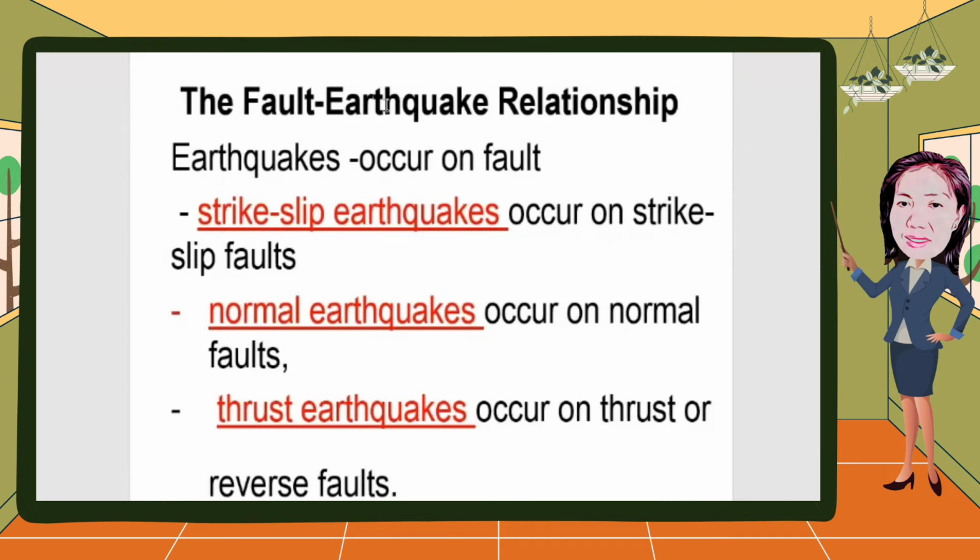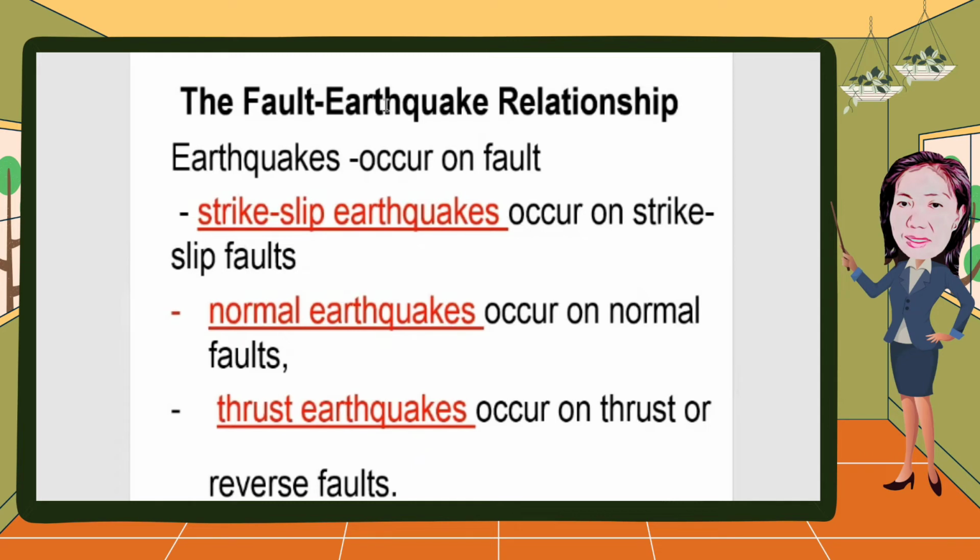And also, what is now the relationship between the fault and the earthquake? Ano ba yung parang how these two related? Okay, so take note that earthquake occurs on fault. So doon talaga mangyari ang earthquake sa mga fault. Pag ang isang earthquake occur in a strike-slip fault, this earthquake is called as strike-slip earthquake.